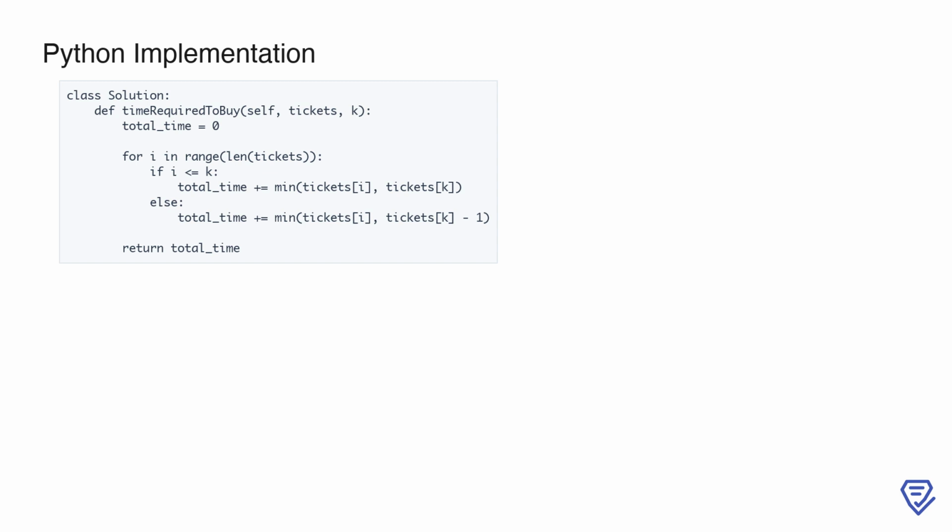Finally, after summing these contributions, we return total_time, which represents the time required for the kth person to buy their tickets. This solution is efficient and leverages the sequential nature of the problem to calculate the time in a single pass through the list.